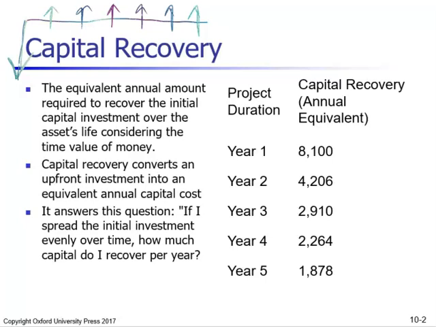Another one. It answers this question: if I spread the initial investment evenly, again annual, over time, how much capital do I recover per year? And here we have an example. If the project duration is 1 year, capital recovery, that annual equivalent, is 8,100. If the project life is 2 years, the capital recovery is 4,206, and like that it comes down. And you remember we talked about this thing about minimum cost life.